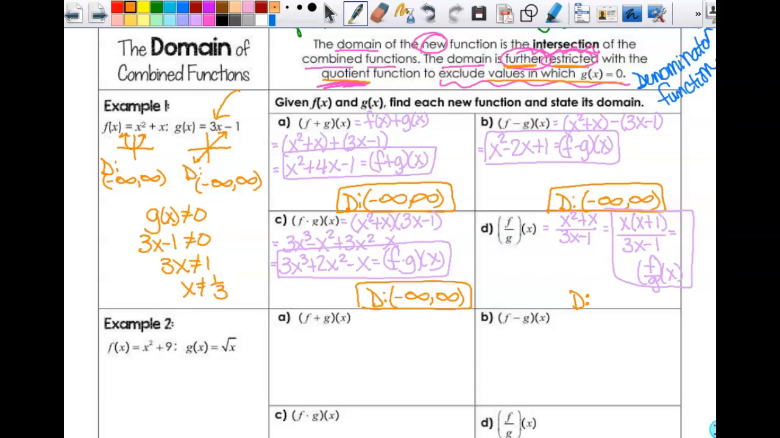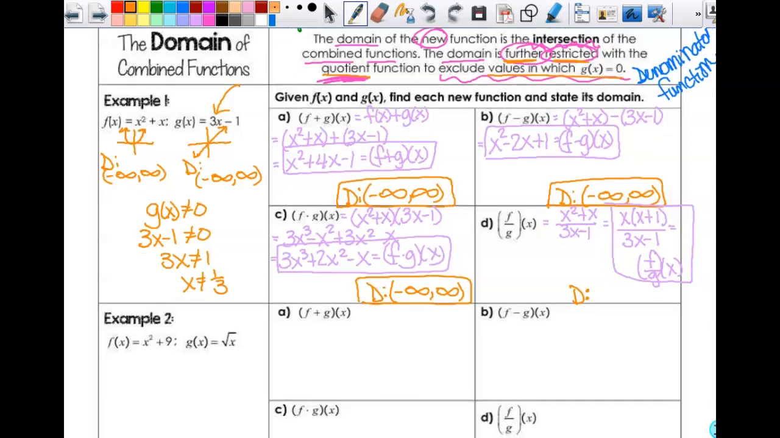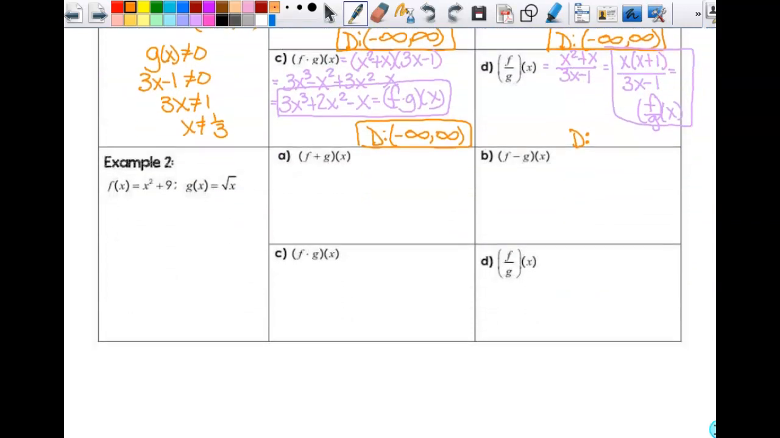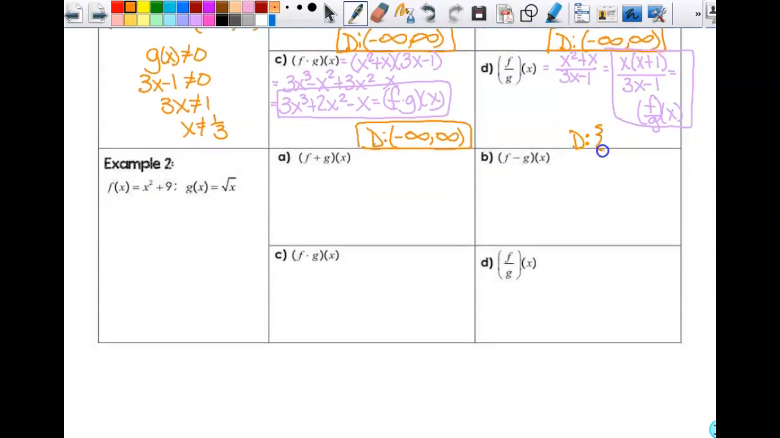So here's where I'm going to make an exception to the interval notation, because we could write the domain as negative infinity to 1/3, union 1/3 to infinity. Totally fine. But if I have a few things I have to exclude, I end up with a bunch of those unions, and it's just a lot to write. So when you have to exclude just one or two numbers, we are going to use set builder notation. So it looks like this.